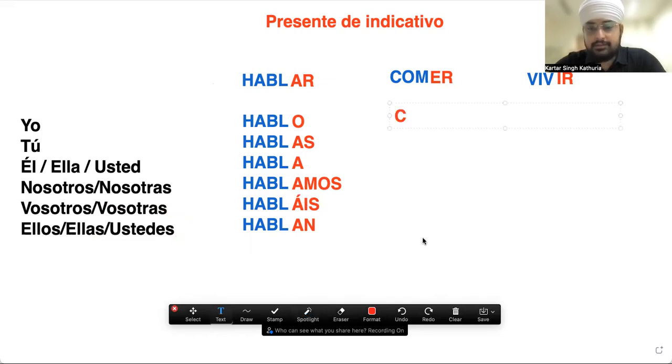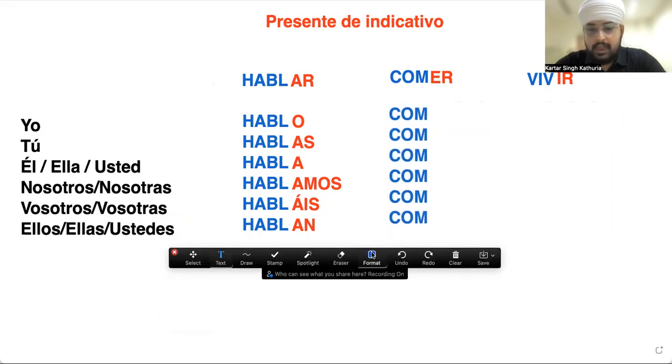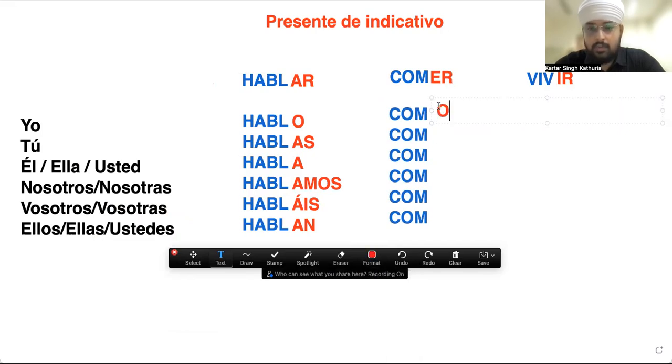Then let's focus here also. If we are talking about regular verbs, then the stem remains the same. And the endings, let's focus on the endings here. Yo, again, como, because the verb ends with er. Here the verb was ending with ar, so the ending had a. Because it's ending with er, yo como.